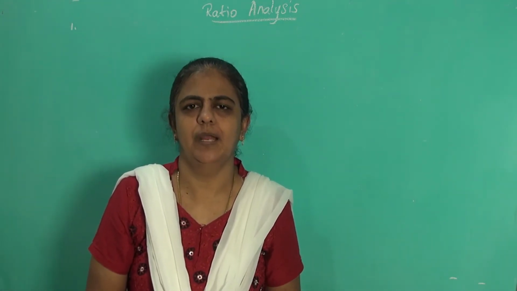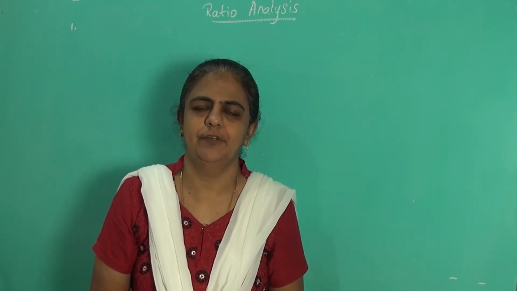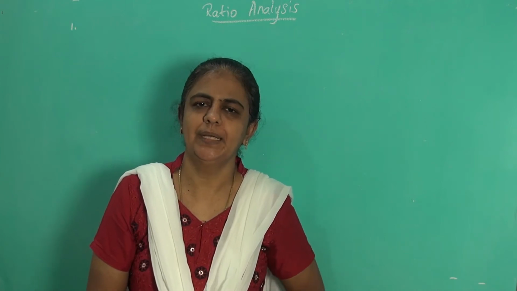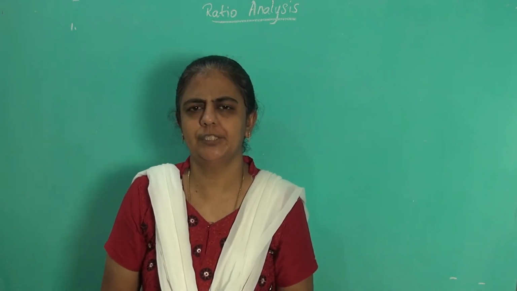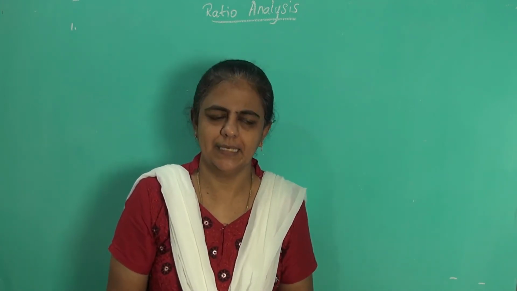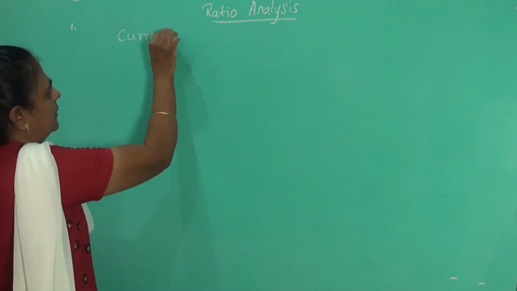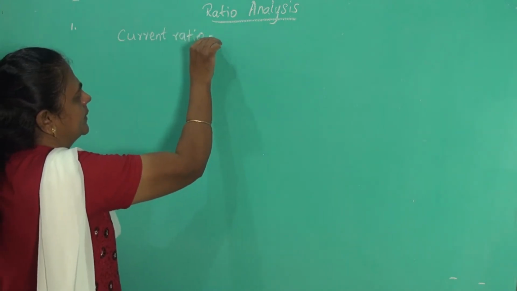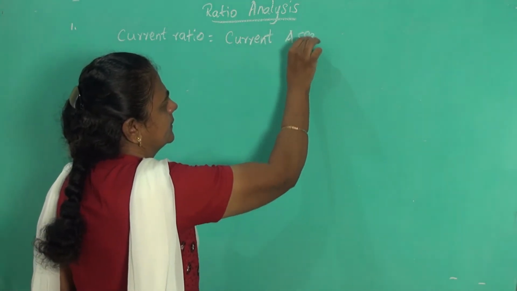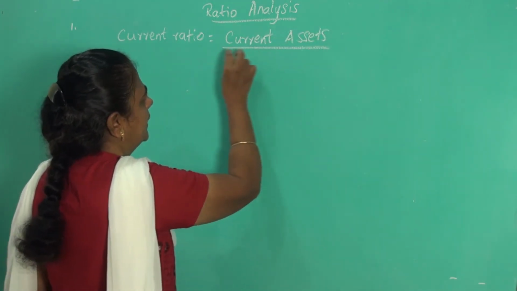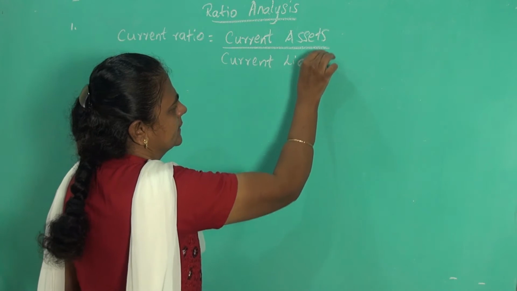So you should know the formula before doing the sums. The first thing you have to learn is all the formulas. If you know the formulas, then it will be easy for you to calculate the ratios. Okay. So current ratio. What is the formula for current ratio? Current assets divided by current liabilities. Current ratio is equal to current assets divided by current liabilities.